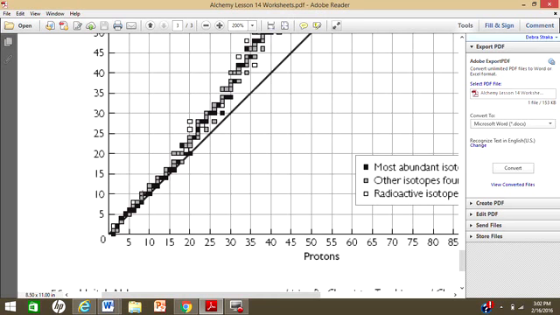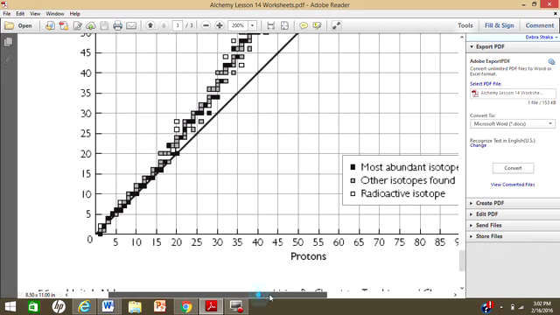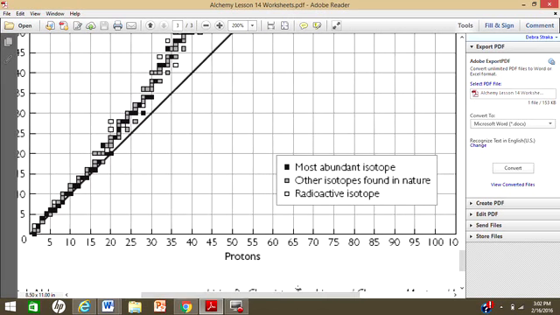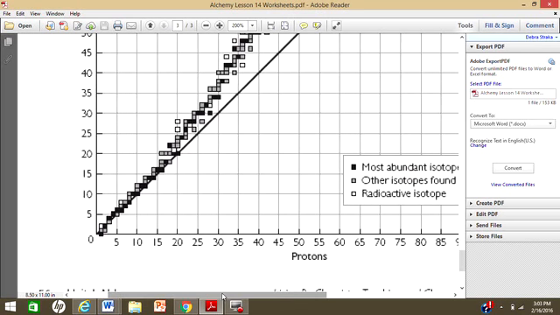Now, when you're looking for stable atoms, it's asking you for stable isotopes. Remember that stable are all the black ones, those are the most abundant ones, and all the gray ones. Those are other isotopes found in nature. The white ones are radioactive. Radioactive isotopes are unstable. So if it's white, it's unstable. If they're black or gray, they are stable. So we'll go back to oxygen, which are right here. There's 1, 2, 3 forms of oxygen, and they're all stable.